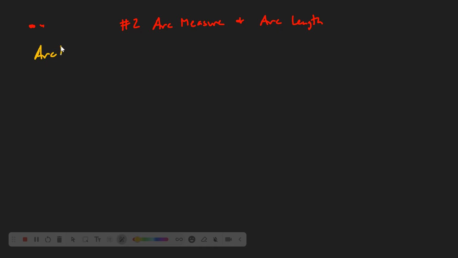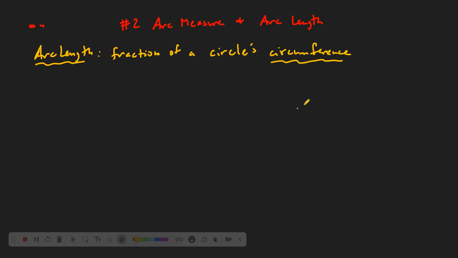So arc length is a fraction of a circle's circumference. And again, you might need a refresher on what circumference is. Circumference is just the perimeter of a circle. And for those who need a refresher on perimeter, perimeter is just the distance around a figure.